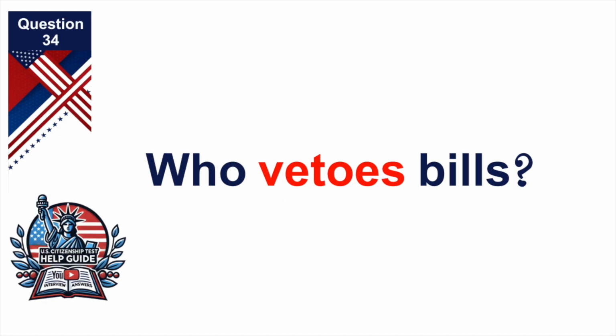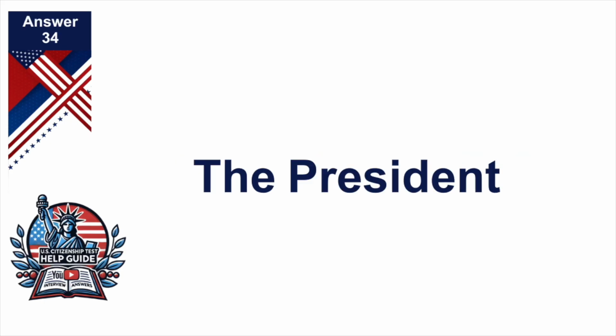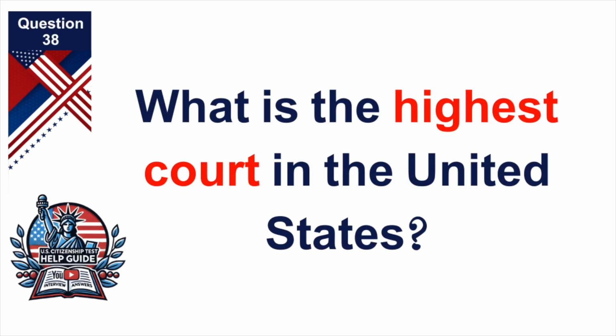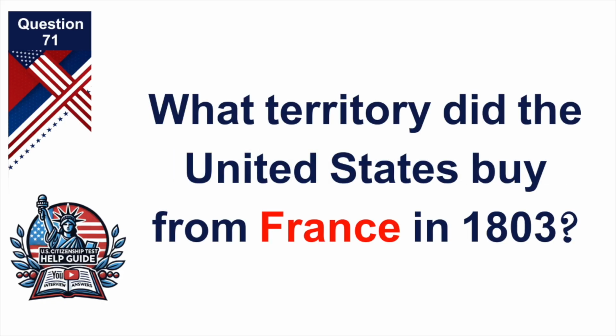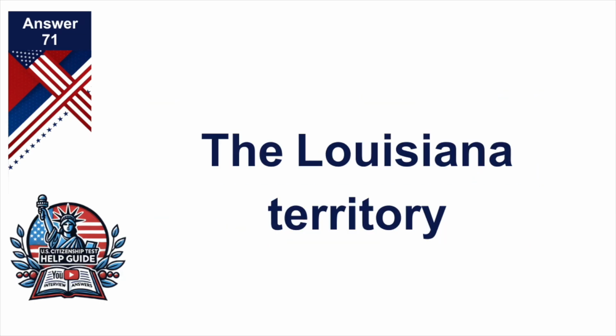Who vetoes bills? The President. What is the highest court in the United States? The Supreme Court. What territory did the United States buy from France in 1803? The Louisiana Territory.